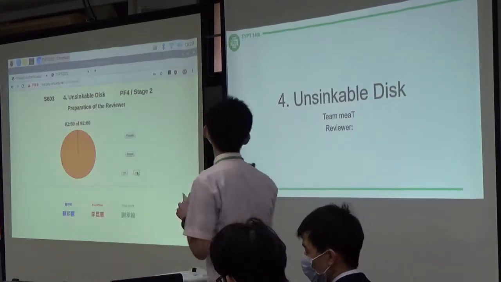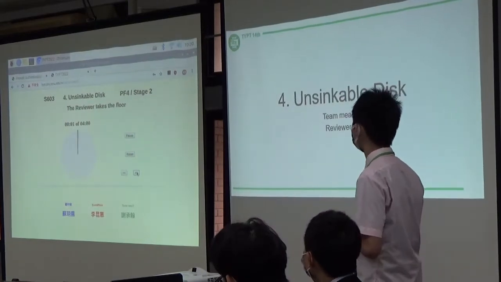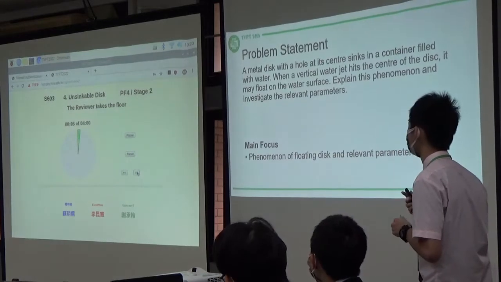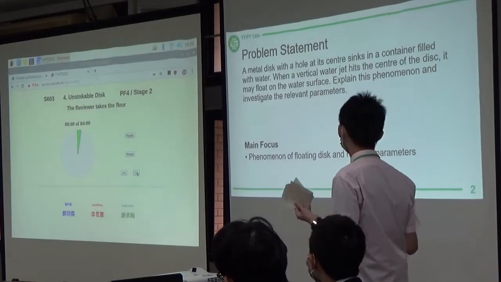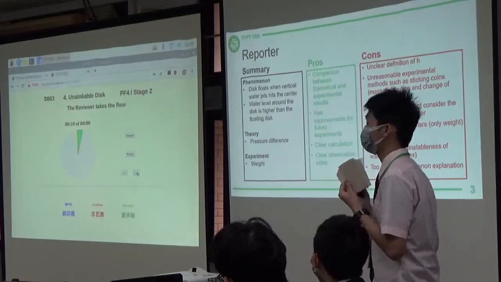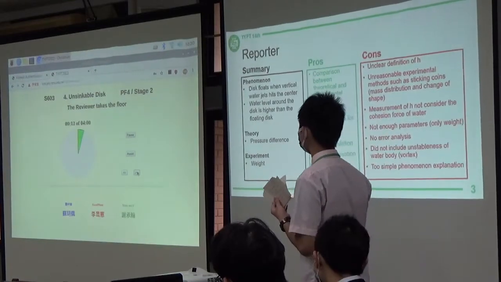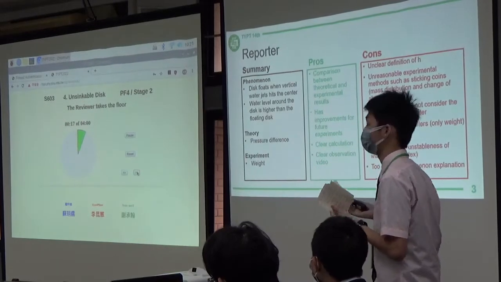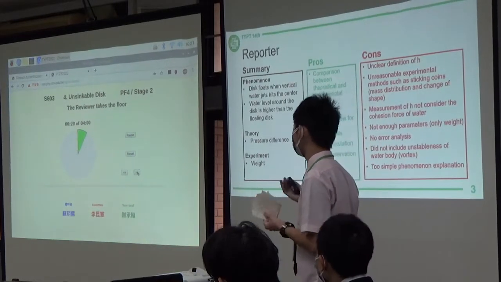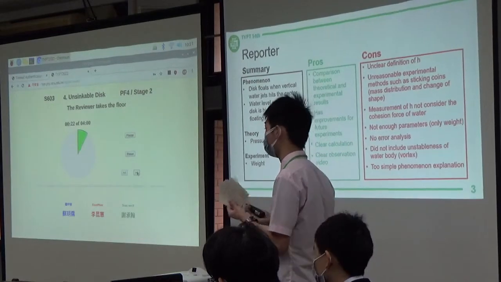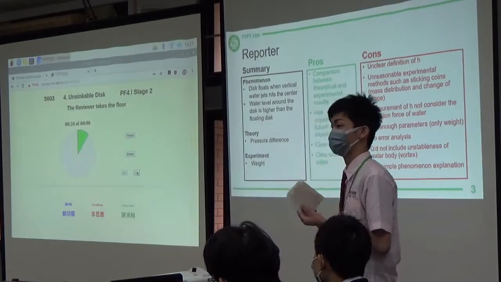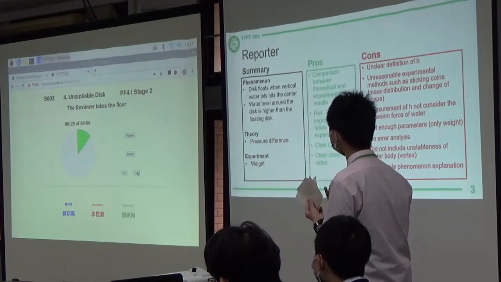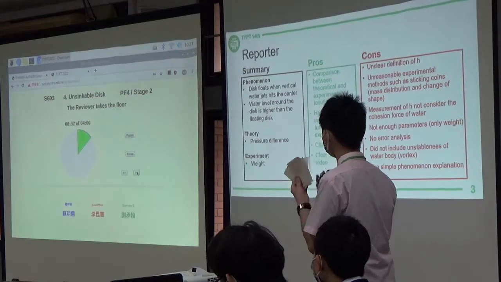Okay, I'd like to start my review for question number 4, the simple disk. First, the problem statement: we should mainly focus on the phenomenon of the floating disk and the relevant parameters. For the summary of the reporter, we can see that the disk floats when vertical water jets hit the center. The water level around the disk is higher than the floating disk. The theory is that the pressure difference is the main cause, and the experiment considers the weight. For the probe, she has a clear comparison between theoretical and experimental results.